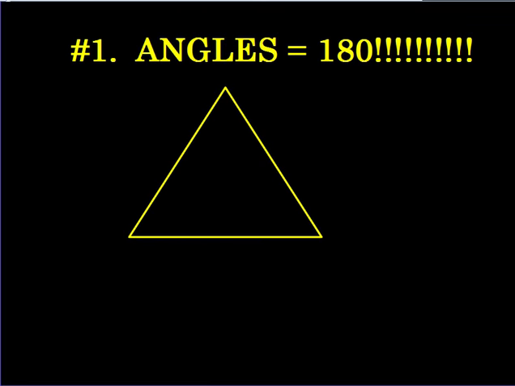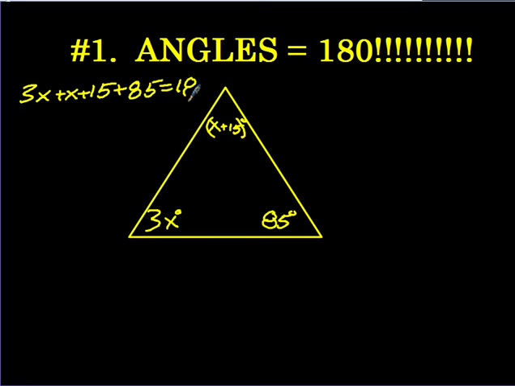Number 1, you need to know that all angles of a triangle always add up to equal 180 degrees. So for a quick example here, if I had something like 3x, x plus 15 and 85, and these were all the degrees of the angles, how would I solve for x? I would solve for x by simply adding these things together and then setting them equal to 180 degrees.